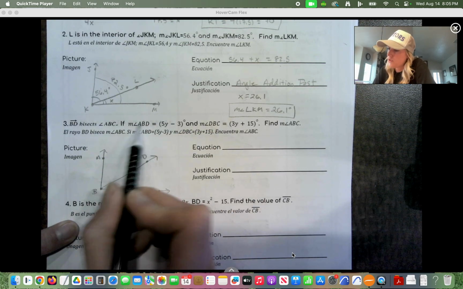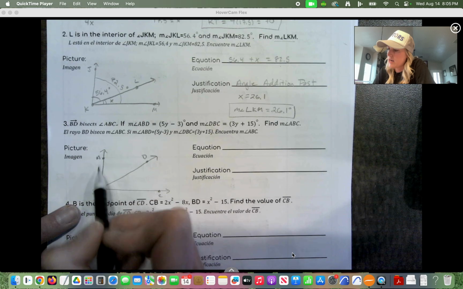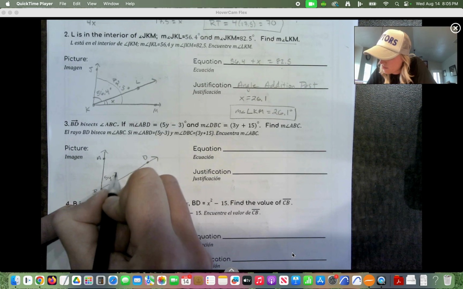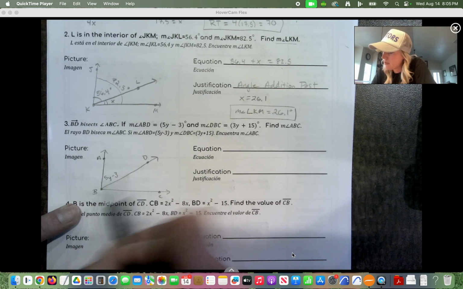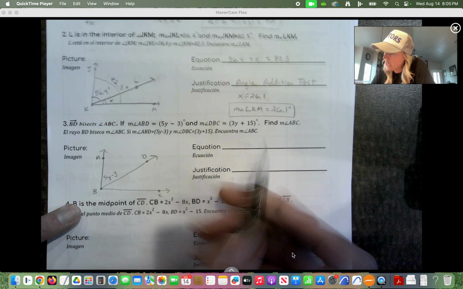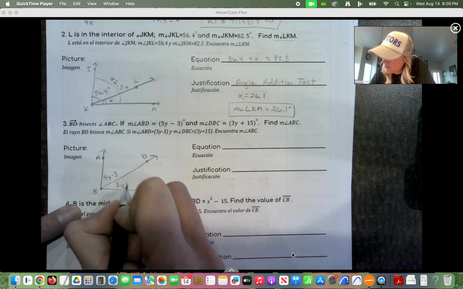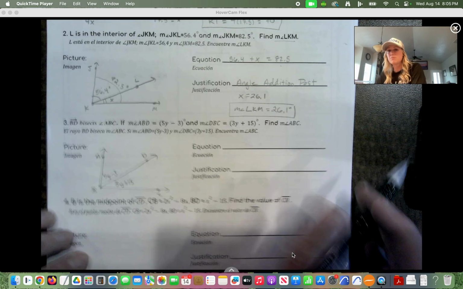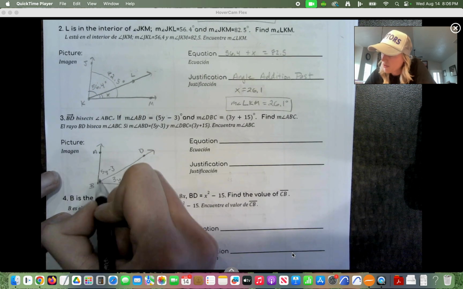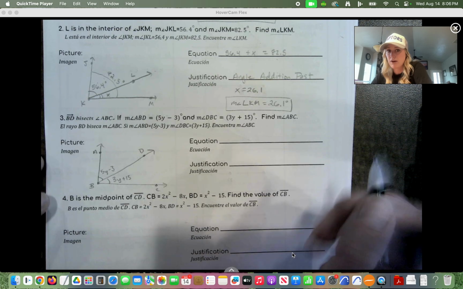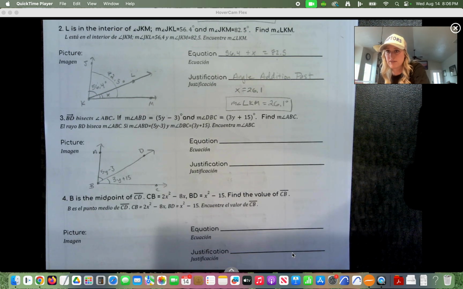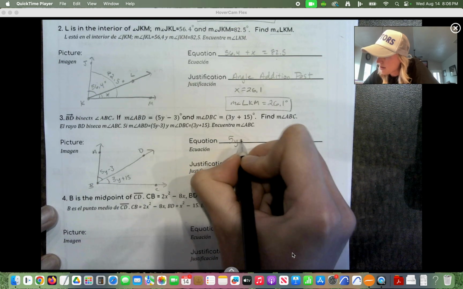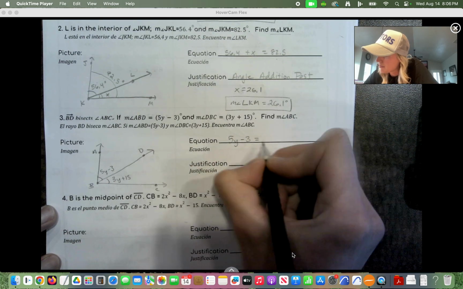Okay, so we're told the measure of angle ABD is 5y minus 3. So this one right here, 5y minus 3. And then angle DBC, that bottom one, is 3y plus 15. Find angle ABC, so that whole thing. Okay, well, if it's bisecting, you guys, we know that these two angles have to be the same, right? It's cutting it exactly in half, so either side of that ray must be equal. So we're going to set those two expressions equal. 5y minus 3 must equal 3y plus 15.